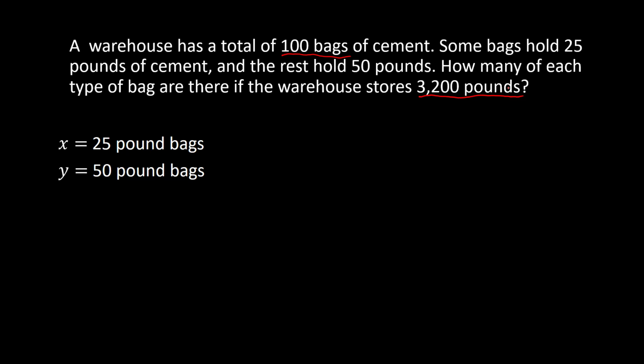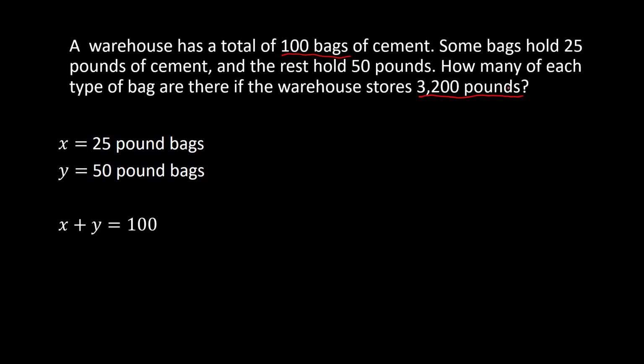So equation 1, how do we use the variables to relate to the 100 bags total? Well, x is the number of 25-pound bags. y is the number of 50-pound bags. We know the total bags is 100. So if I simply add together all my 25-pound bags plus all my 50-pound bags, I know there are 100 bags total. So if I take x plus y, it's going to equal 100. The 25-pound bags plus the 50-pound bags will equal 100 bags total. So that is my first equation.